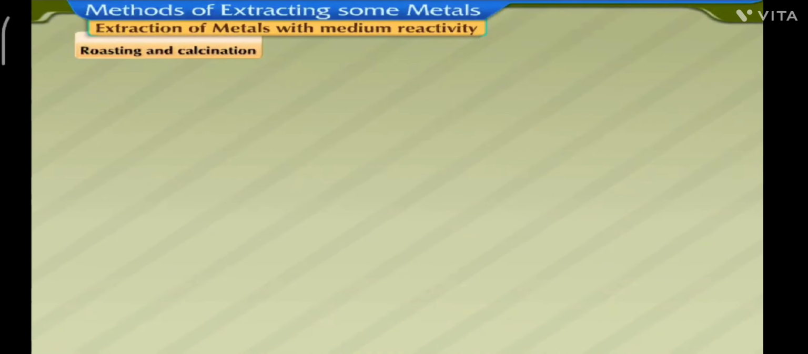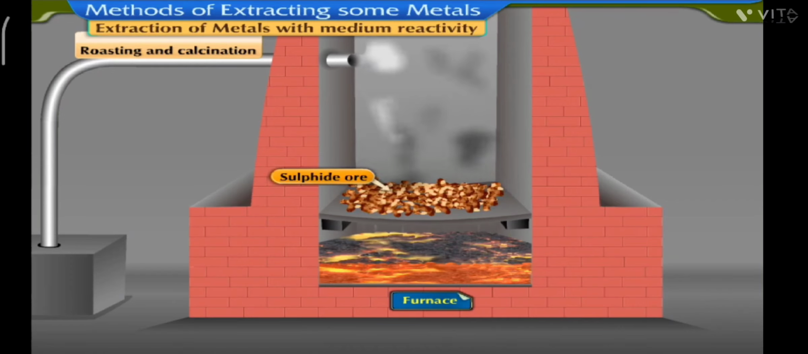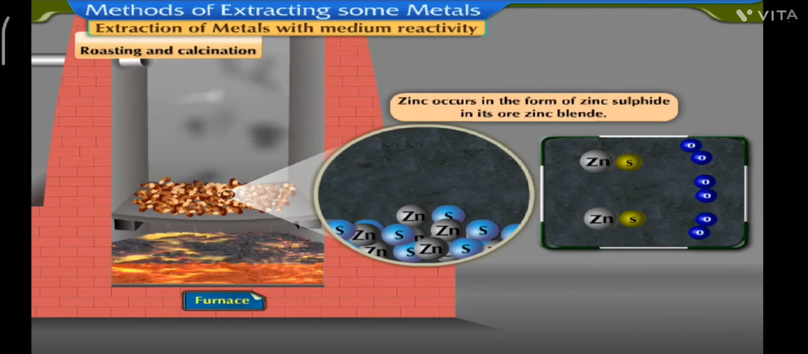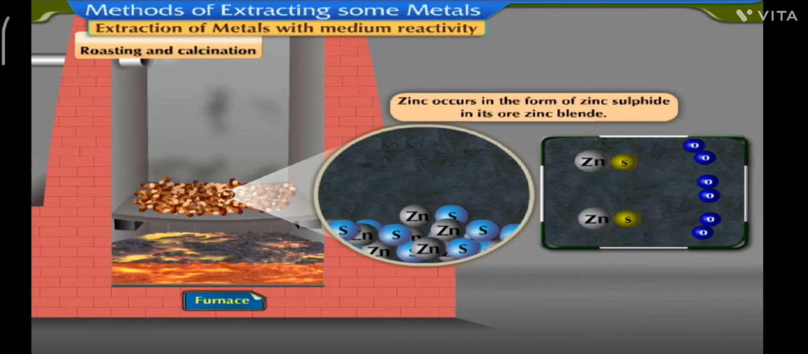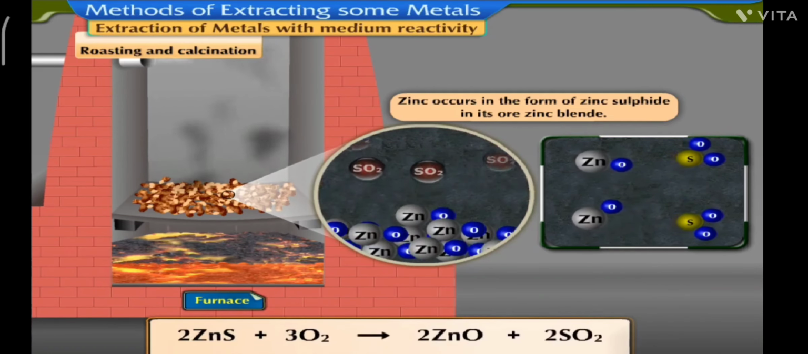Roasting and calcination. Roasting: in this method, the sulfide ore is heated strongly in the presence of excess of air to convert it into oxide. For example, zinc occurs in the form of zinc sulfide in its ore, zinc blende. Zinc sulfide, when heated strongly in the presence of air, can be converted to zinc oxide.